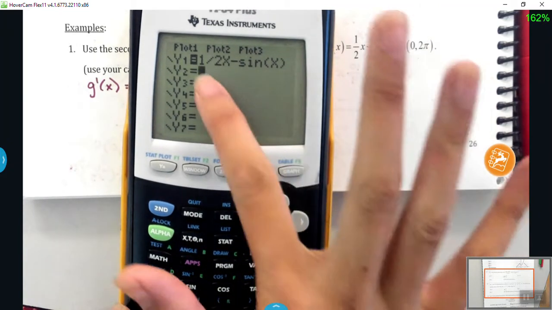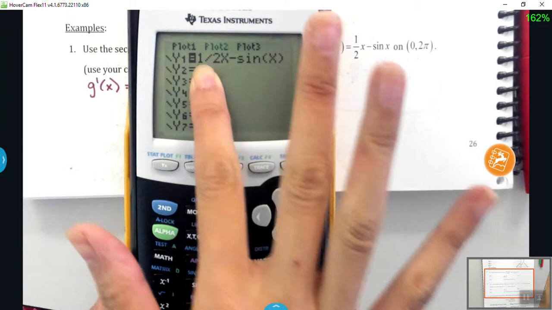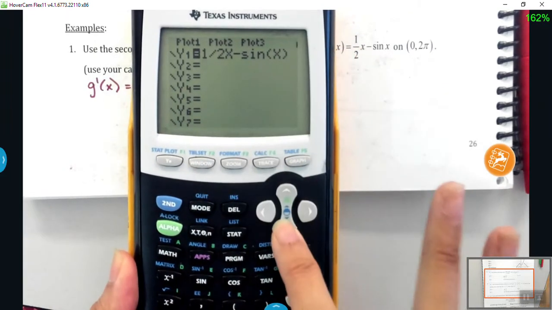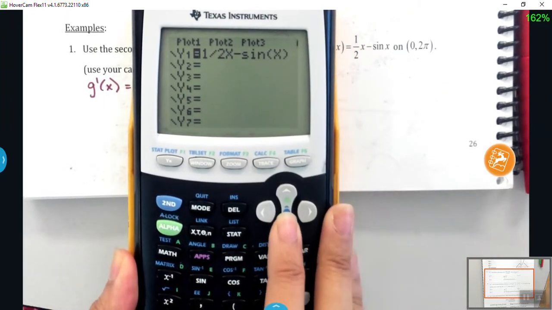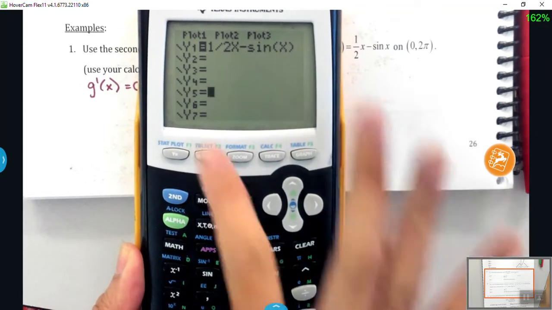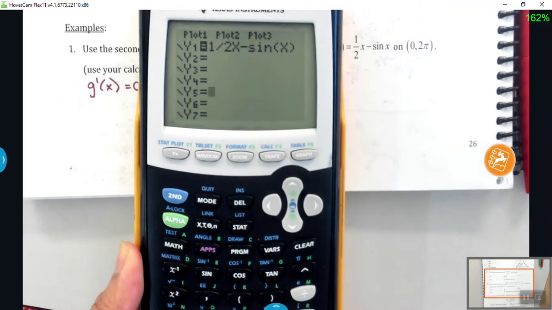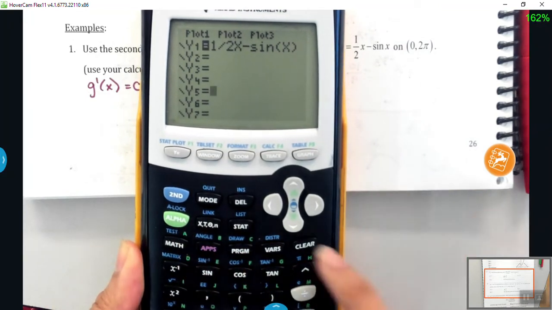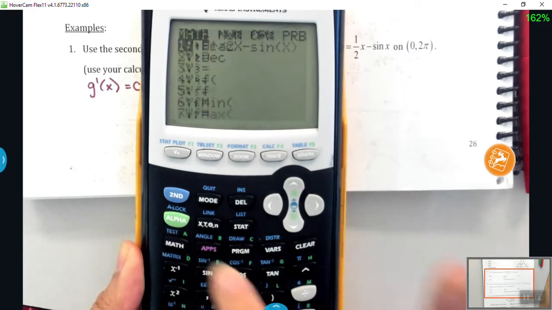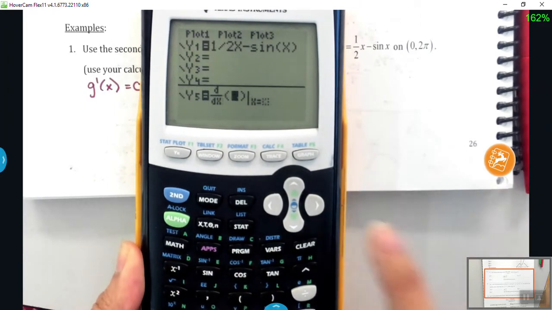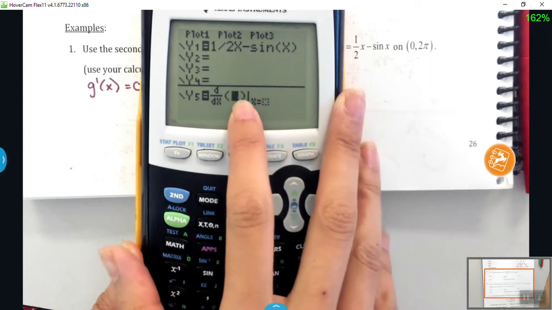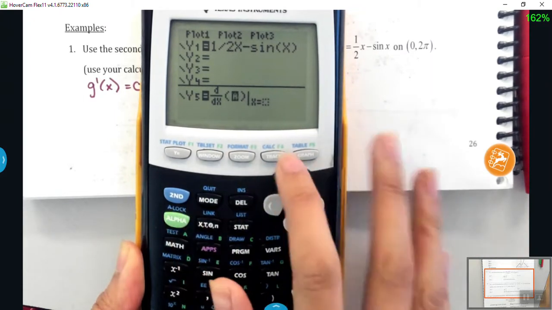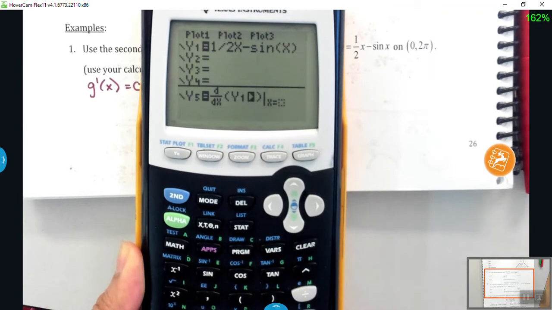Now, if you want to keep it and save it for a long time, go down to like y5, so you give yourself some space. I don't graph the integral ever, but the derivative, yeah. Let's go, how do we get the derivative again? Math 8, d dx. And then we're going to pull y1, so alpha f4, and get y1.